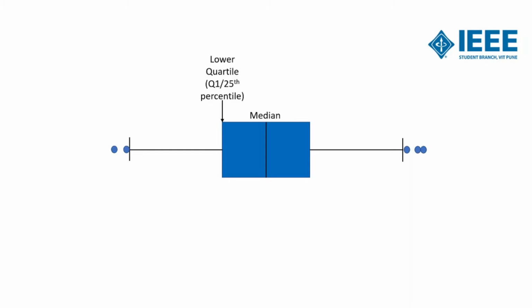The lower quartile is the point below which around 25% of the data falls. Similarly, the upper quartile is the point below which 75% of the data lies. The data falling between the upper quartile and the lower quartile forms the interquartile range. It represents the middle 50% of the data, which means that 25% of the data lies above it and the other 25% of data lies below it.